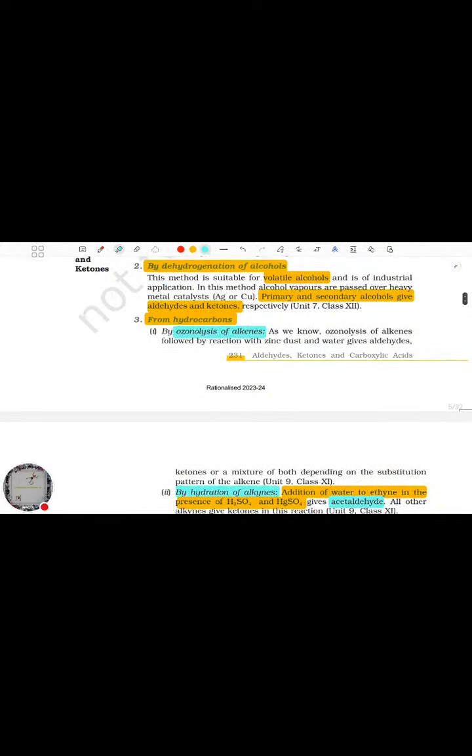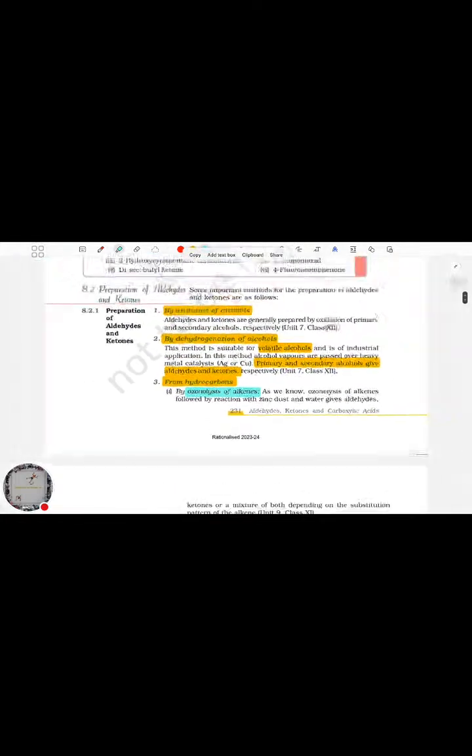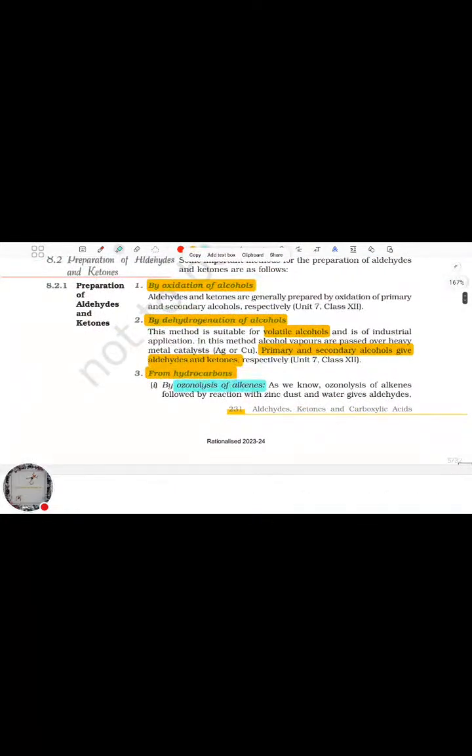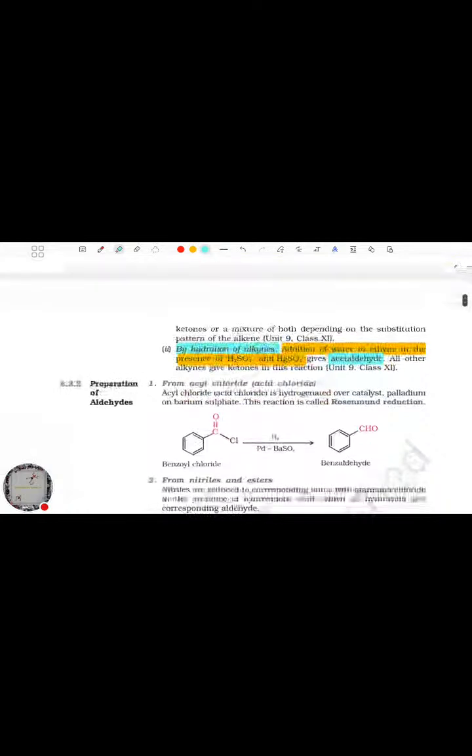So for ozonolysis, that is from hydrocarbons and alkenes. Okay, and for dehydration we'll have to go to unit 7. That's fine. Now we'll enter into preparation of aldehydes from certain other reactants.